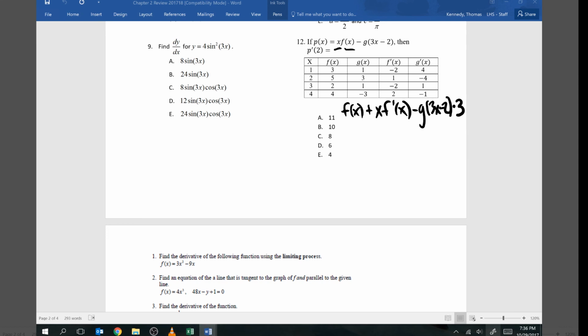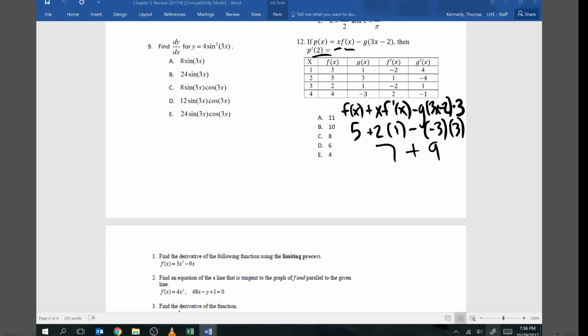Well, that was a good question. So anyways, now we plug in 2 for x. F of 2 is 5. X is 2. F prime of 2 is 1. And g of 2, or wait, 4? G of 4. 3 times 2 is 6, minus 2 is 4. All right. G of 4 is negative 3 times 3. So this is 5 plus 2 is 7 plus 9.